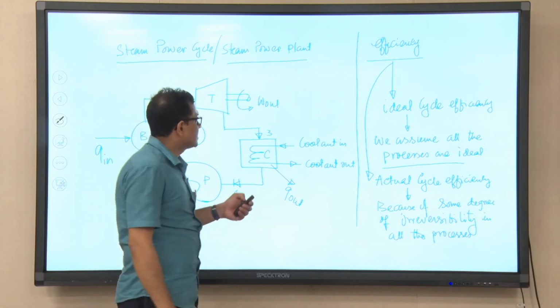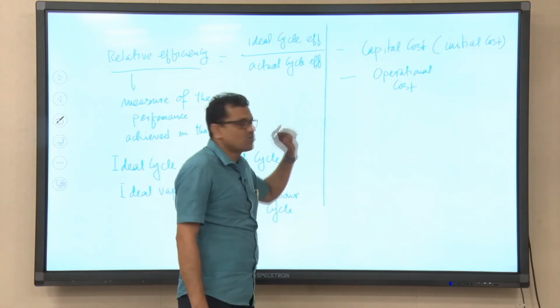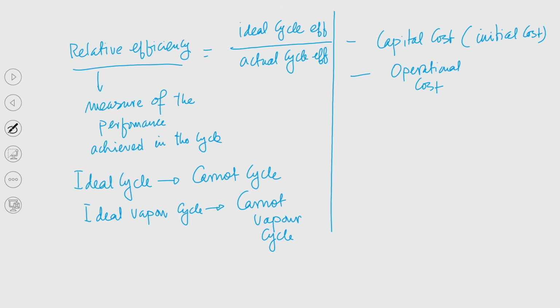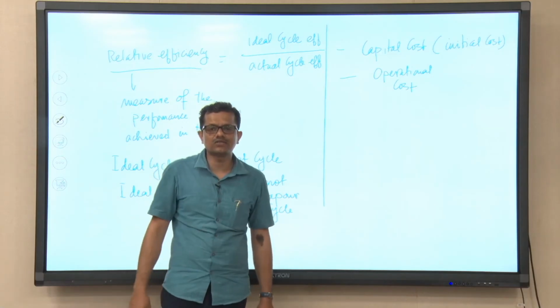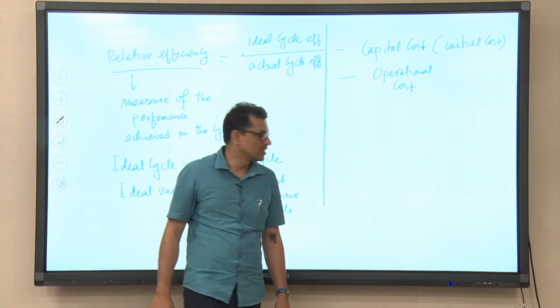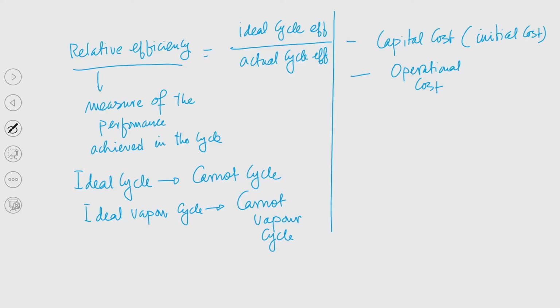So, basically these two costs we have understood. Now, to quantify what will be the operational cost and what will be the capital cost, again there are indices which are used. One is known as work ratio or back work ratio. These two terms we will define now: what is work ratio and then what is back work ratio.